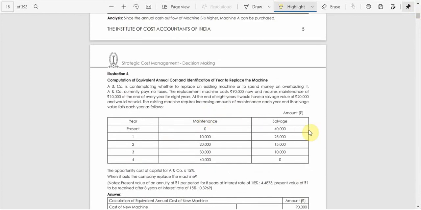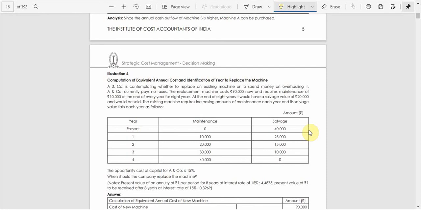Computation of equivalent annual cost and identification of year to replace the machine. So here the problem is: a company is contemplating whether to replace an existing machine or to spend money on overhauling it. So the company is thinking either to replace the existing machine or spend money by overhauling it. They want to repair the existing machine and run the machine.